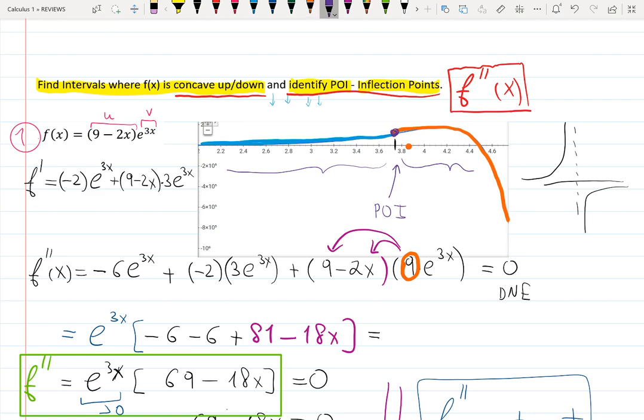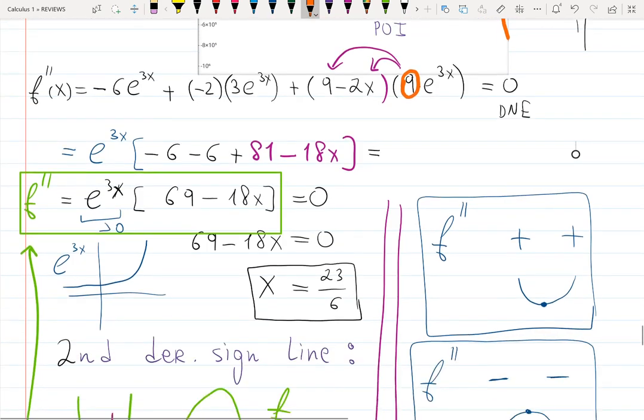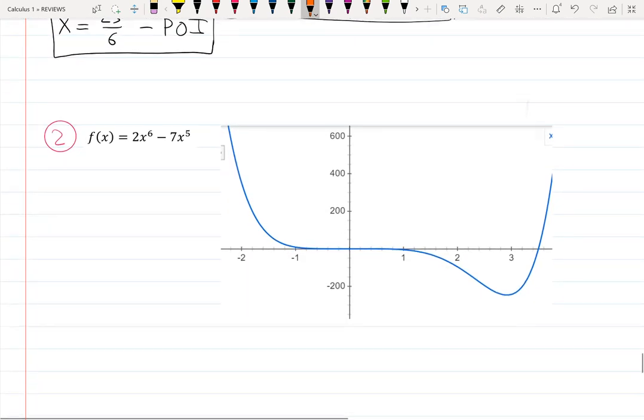So this is my point of inflection. Then it should be over here. This is x equals 23/6, approximately 3.833. That's my point of inflection, POI. So it's actually pretty fun to make a guess first and then see how precise we are. And indeed, the second derivative was positive first, so we had concave up. And then the second derivative was negative, so we had concave down. Nice, everything matched really well. The second example, let's go a little bit faster.